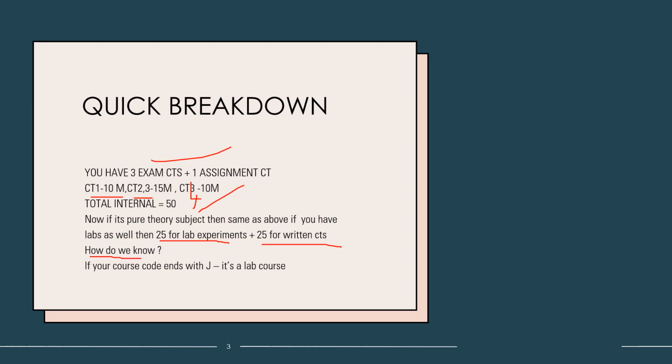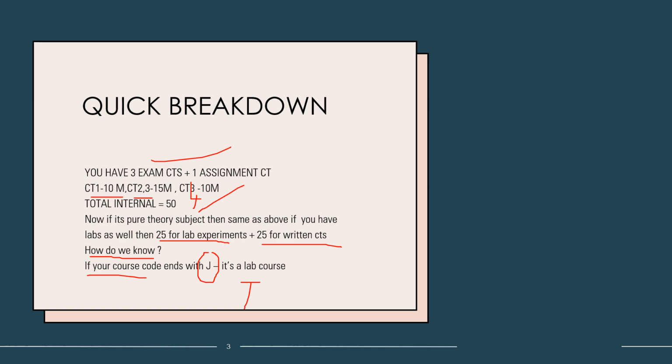And how do we know whether our course is lab or theory? Log into your account on the SRM portal, go to My Timetable, and check your course code. If your course code ends with J, then it's a lab course. If it ends with T, then it's a pure theory course.